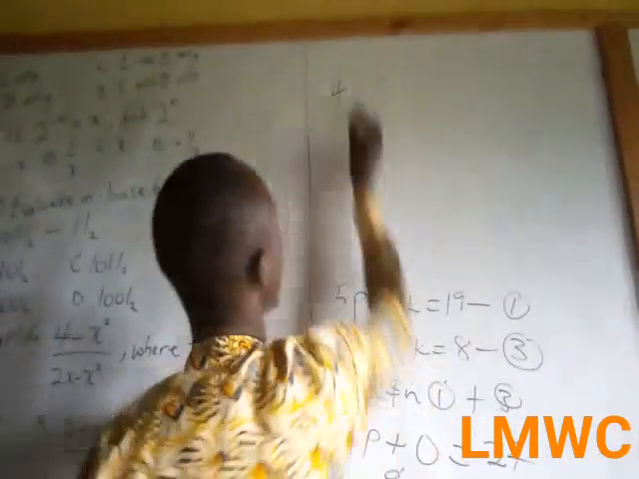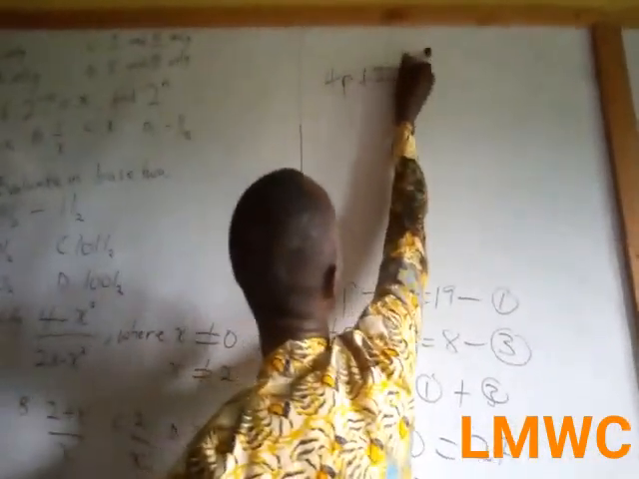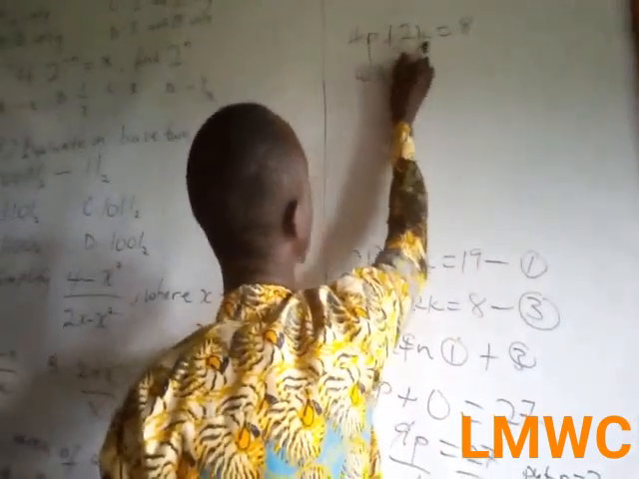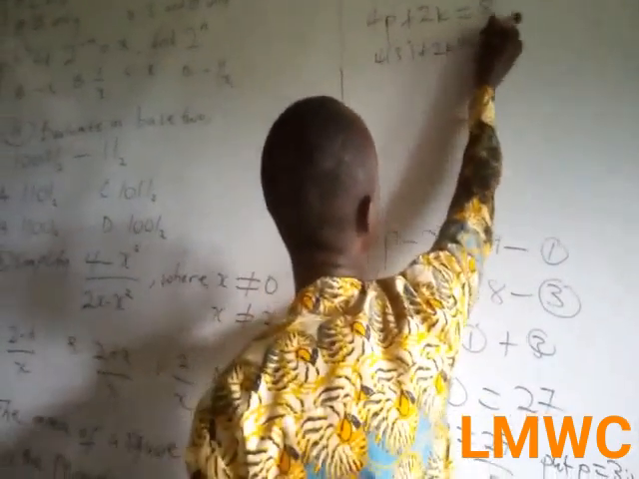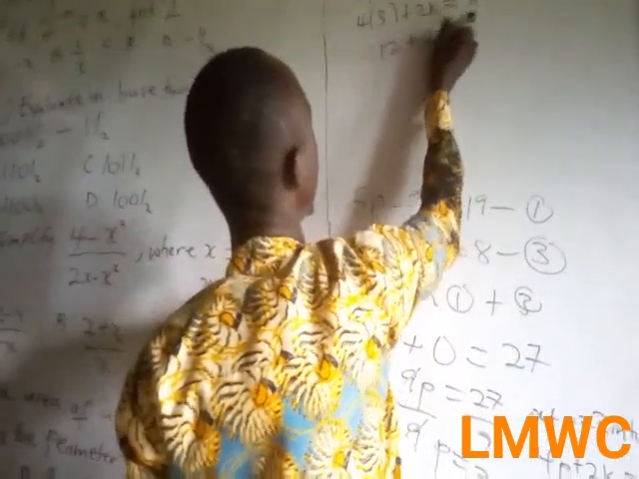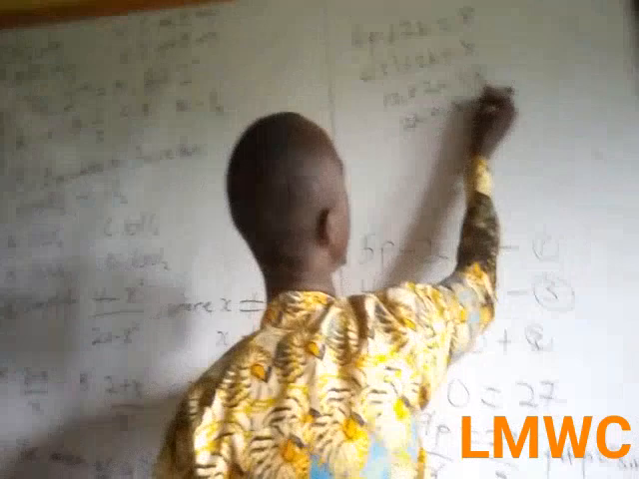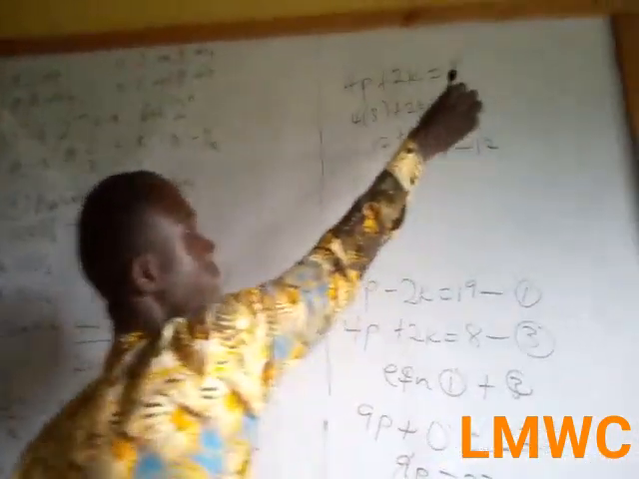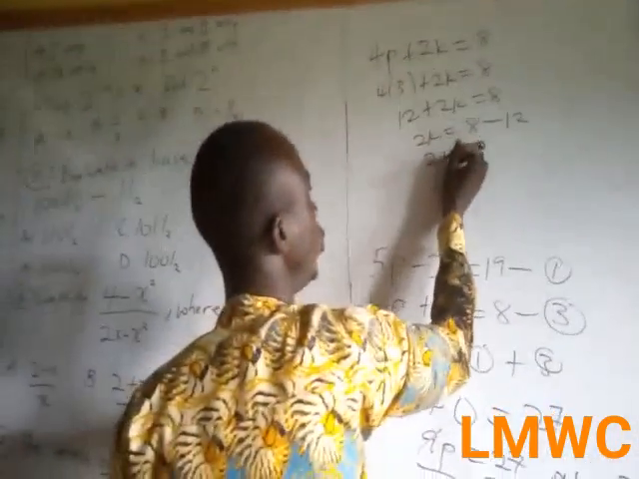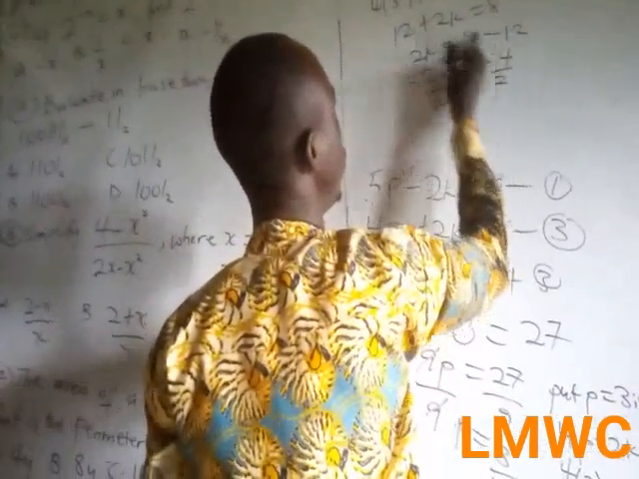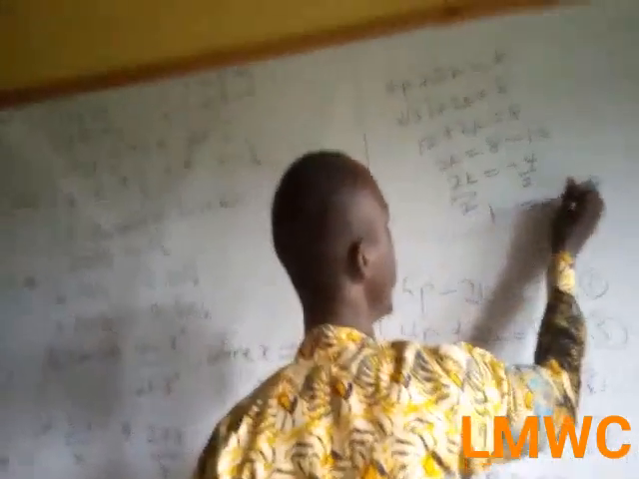I'm rewriting this one. So 4p plus 2k is equal to 8. We have 4 times 3 plus 2k is equal to 8. So 12 plus 2k equal to 8. So 2k is equal to 8 minus 12. You take this one to the right hand side. 2k is equal to negative 4. You divide 2 by 2. We have k is equal to negative 2.